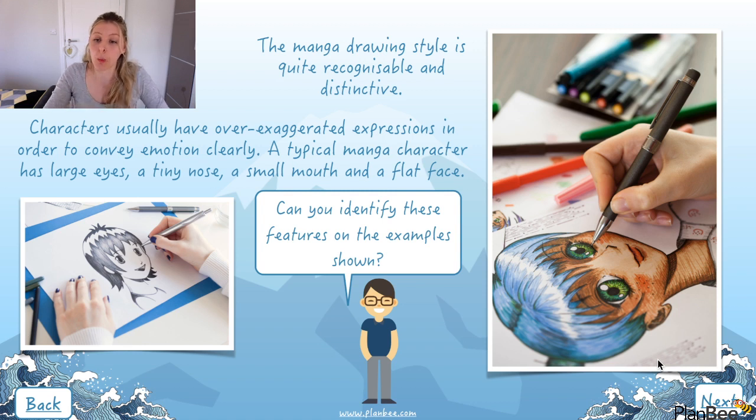The manga drawing style is quite recognisable and distinctive. Characters usually have over-exaggerated expressions in order to convey emotion clearly. A typical manga character has large eyes, a tiny nose, a small mouth and a flat face. I wonder if you can see some of those features in the pictures. So can you see how their eyes are much, much bigger? They've got quite a small nose and blue hair. I don't know whether I might suit a different colour hairstyle, but blue hair's not the norm, is it? Nobody has naturally blue hair, but in manga, it seems to be one of the features. And in this one, you can see the eyes are very, very large and a very, very small nose.